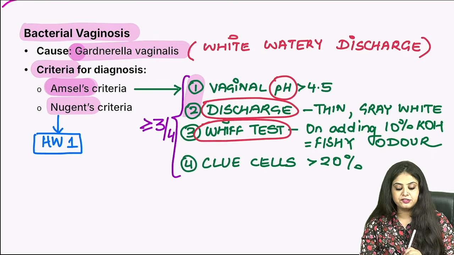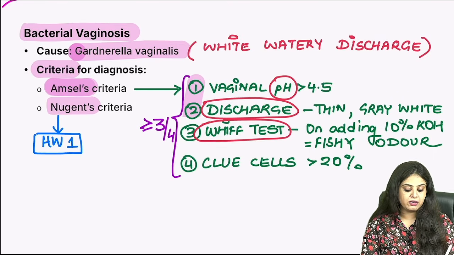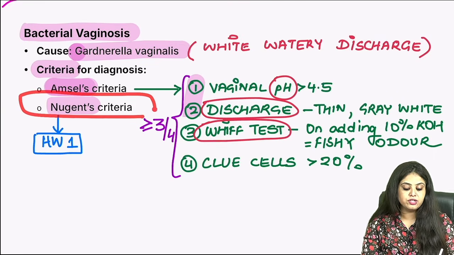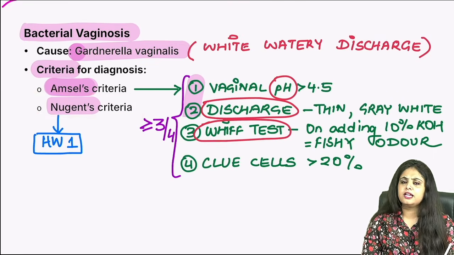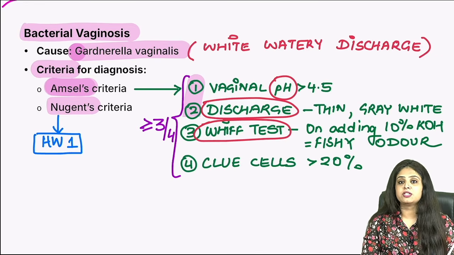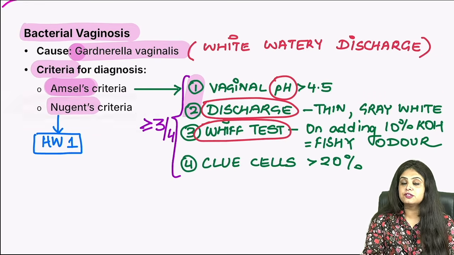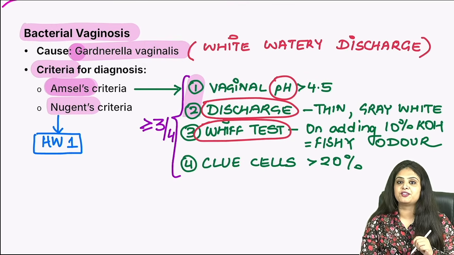So coming back, Amsel's criteria I have explained, and your homework number 1 for the day is that you are going to type out Nugent's criteria. So this is a single line criteria which you are going to type and let me know what it means, because you're getting a lot of questions. A recent question on Nugent's was also asked, and hence it's your homework.